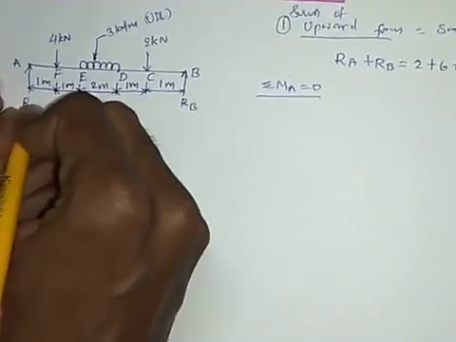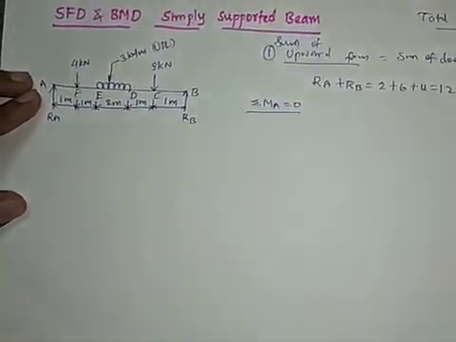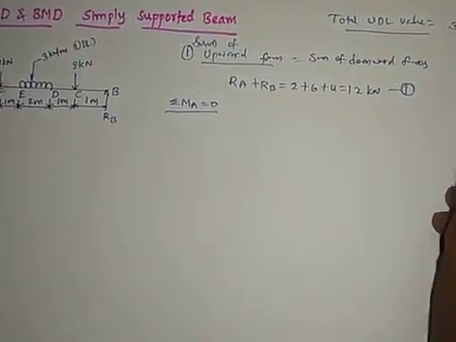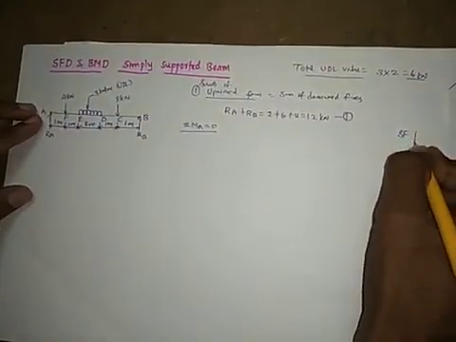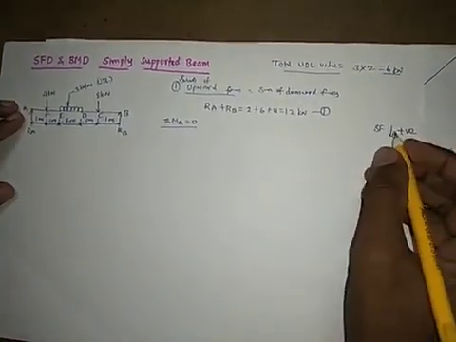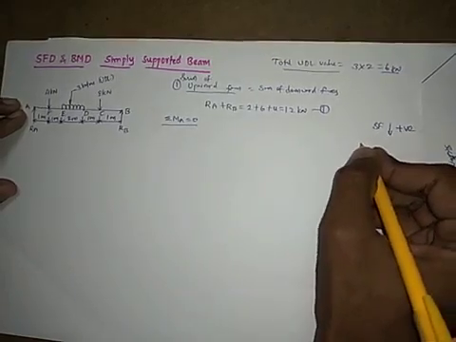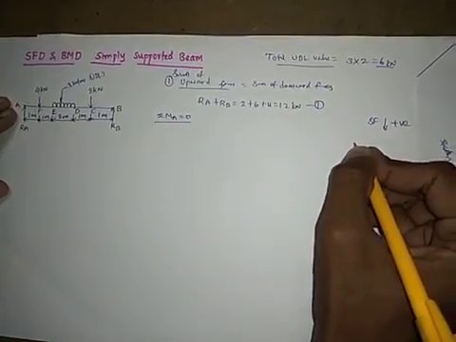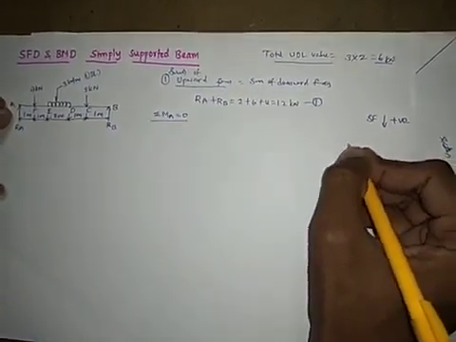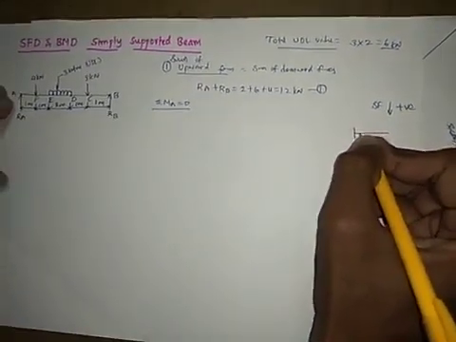Here the support reactions are RB and RA, and here let us define some sign convention. Suppose if the shear force is going downwards, let us take it as positive, and if the shear force is going upwards, negative. And for the bending moment, let us first define what a moment or bending moment is.